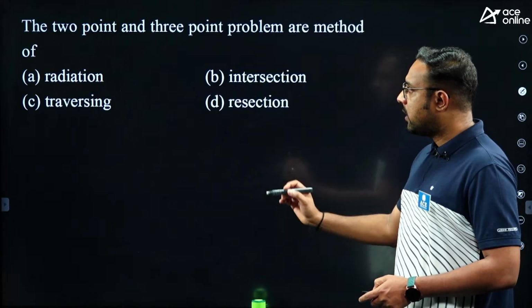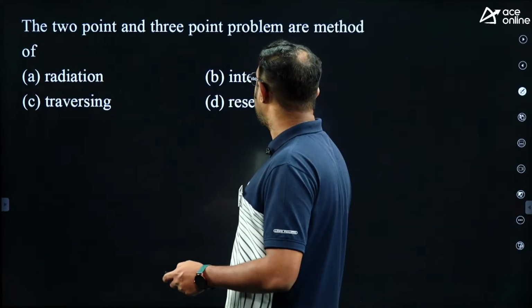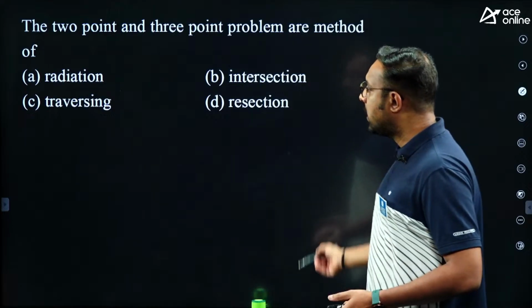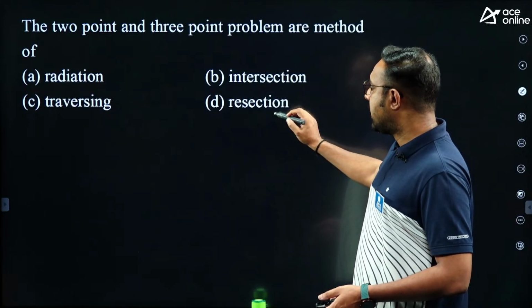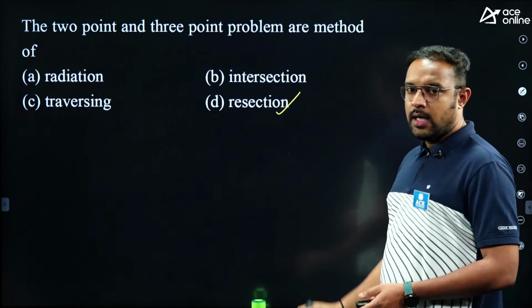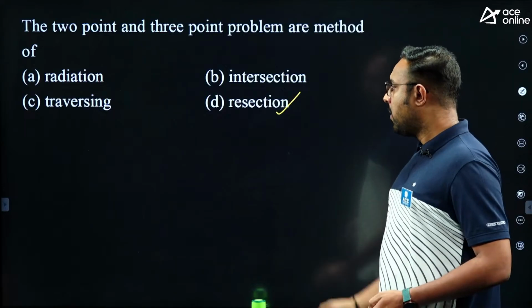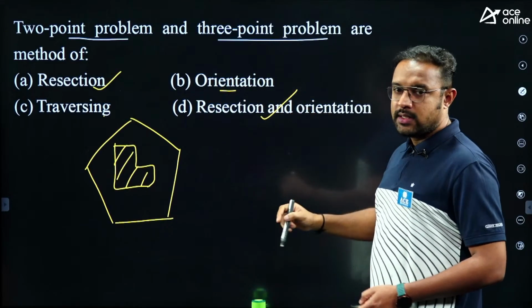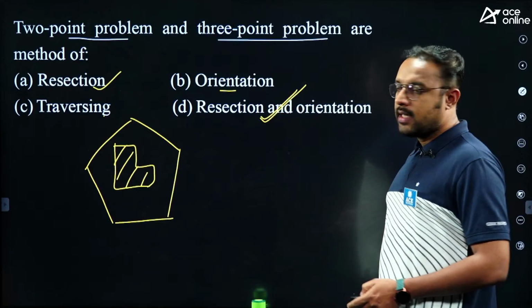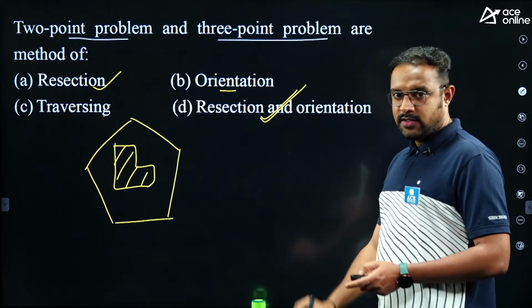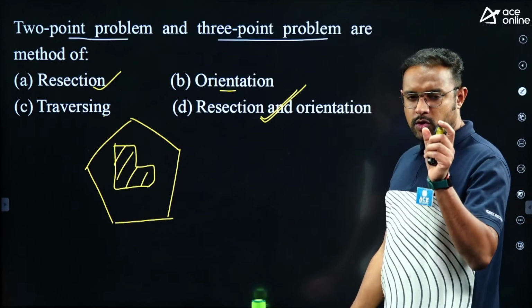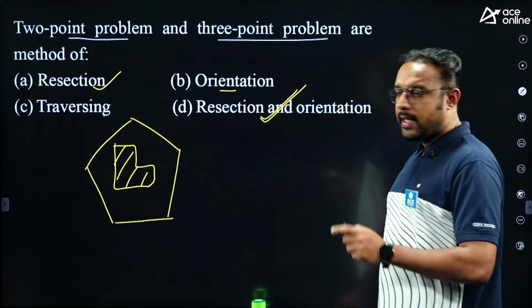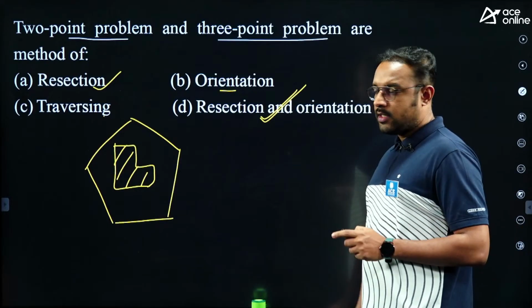Next, similar question. 2-point and 3-point problems are methods of dash. Here what is the answer? Here the answer is nothing but resection. Here the best possible answer is resection. But in the previous question, resection is there, but resection and orientation is there. So the better answer is resection and orientation. That's the difference. Subtle points, small differences, but it makes or breaks our examination.